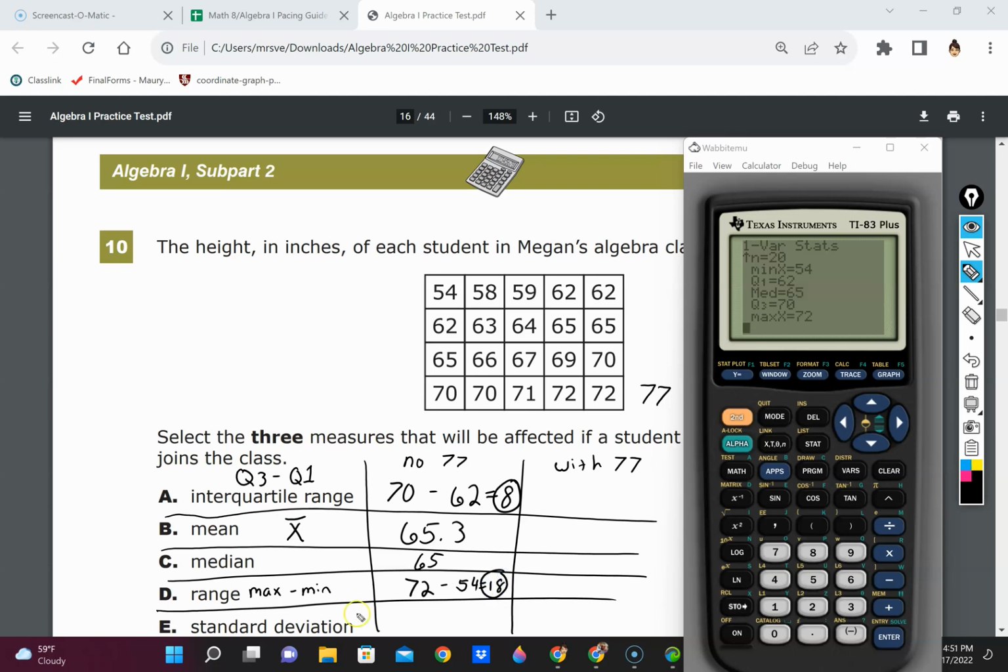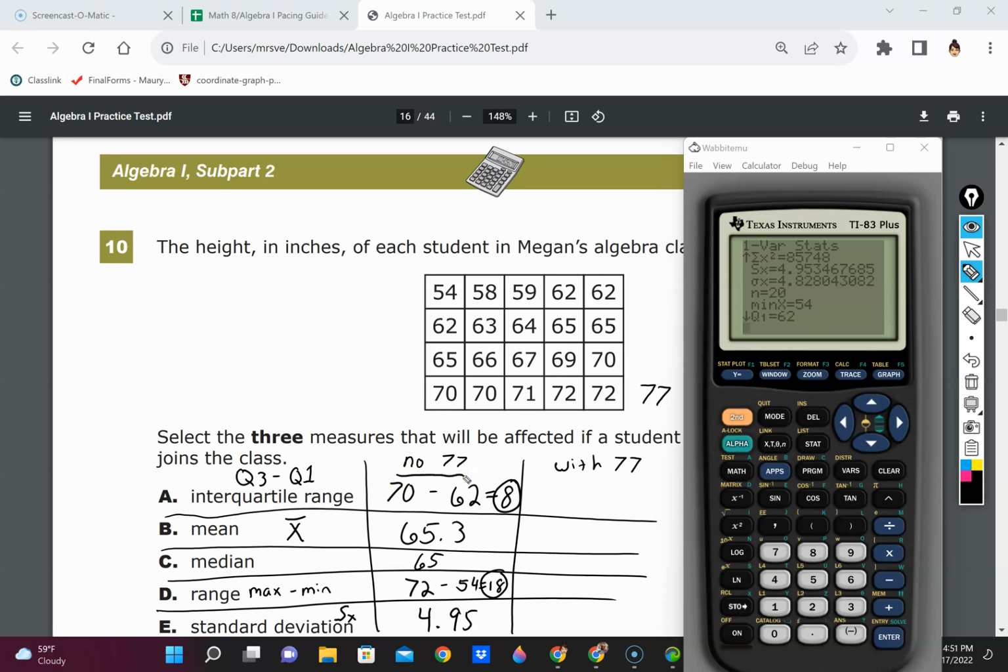Standard deviation. The standard deviation is an s and an x, so that's what you're looking for. I think I actually passed it. Let's go up. Yes, standard deviation right here. We have 4.95. So there we have the data where we don't have 77.